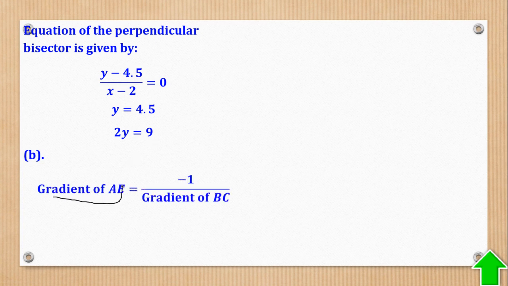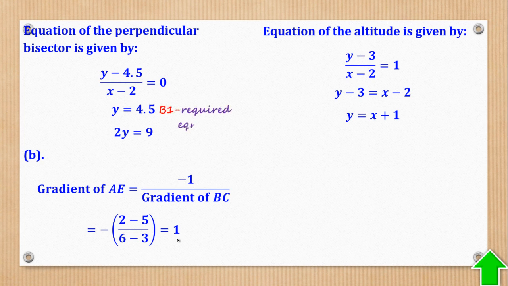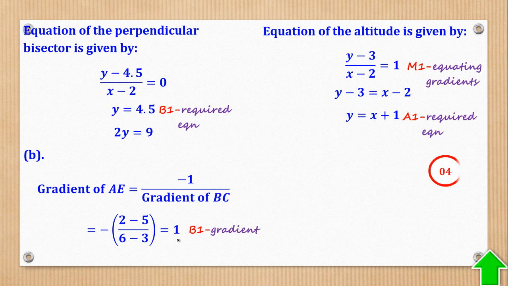One, I need to first get the gradient of AE. They are also perpendicular to BC. So I use the condition for perpendicular lines and substitute. Negative, then change in x over change in y to come up with 1. So I have a gradient and I have a point. So I can get the equation of the altitude, which will be that. And that's what they wanted.